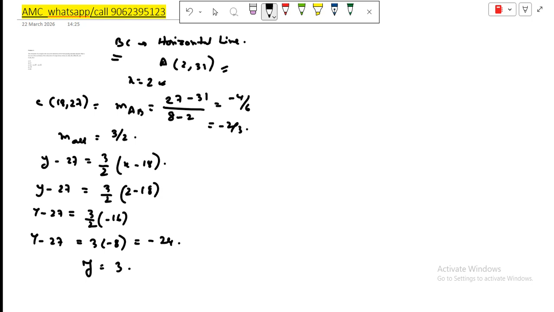So our orthocenter coordinate will be (2, 3). But wait, the AMC loves to watch you trip at the finish line. The question asks for the sum of the coordinates. So the sum will be what? 2 plus 3, that is 5.